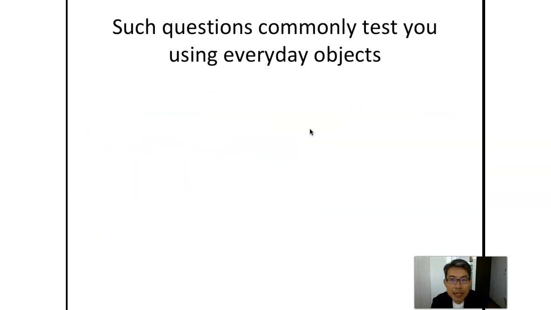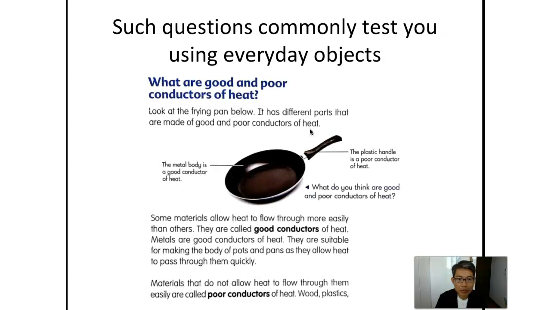Now, such questions commonly test you using everyday objects. For example, this is a page taken from your textbook. Whether you're in P5 or P6, you should still read your P3 and P4 textbooks once in a while to recall and remember the ideas taught inside. So this part, for example, is supposed to be made of a poor conductor of heat, whereas this portion must be made of a good conductor of heat. Do also know the kind of materials that are commonly good or poor conductors of heat. Typically, metals are good conductors of heat, and non-metals are typically poor conductors of heat.